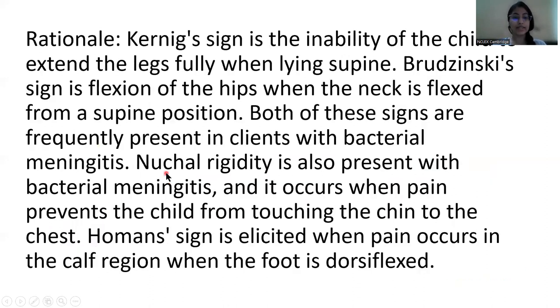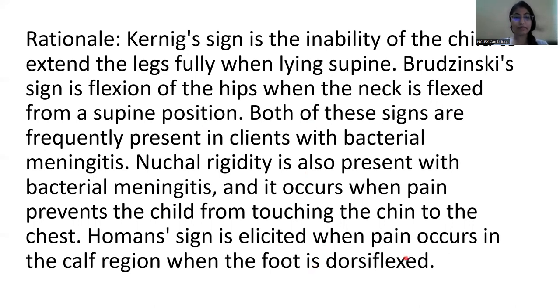Now let's see the rationale. Kernig sign is the inability of the child to extend the legs fully when lying supine. Brudzinski sign is a flexion of the hips when the neck is flexed from a supine position. Both of these signs are frequently present in clients with bacterial meningitis. Nuchal rigidity is also present with bacterial meningitis, and it occurs when pain prevents the child from touching the chin to the chest. Homan sign is elicited when pain occurs in the calf region when the foot is dorsiflexed.